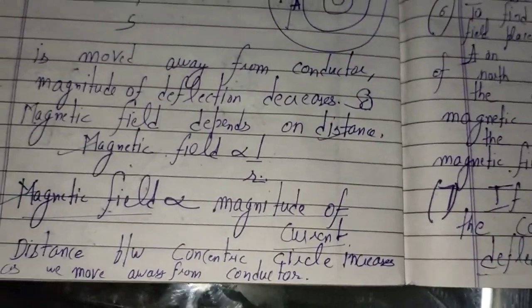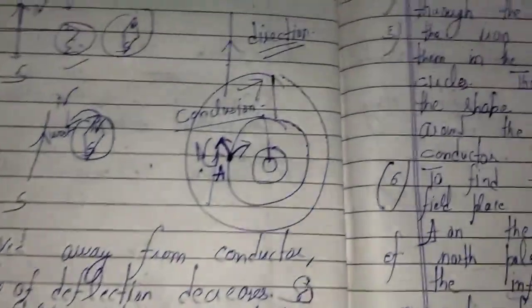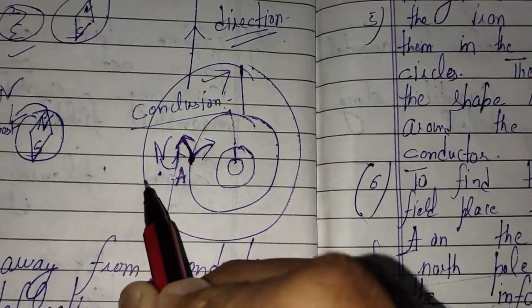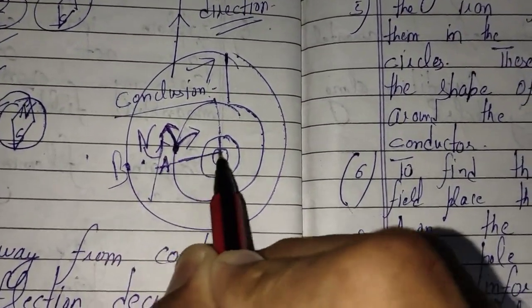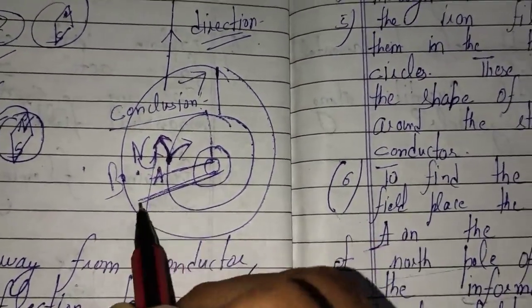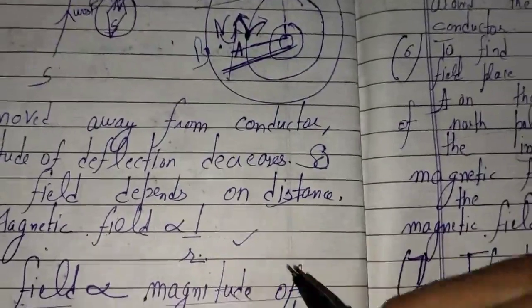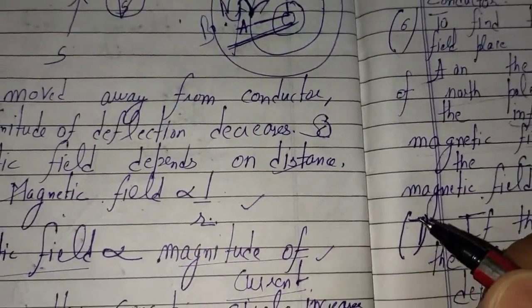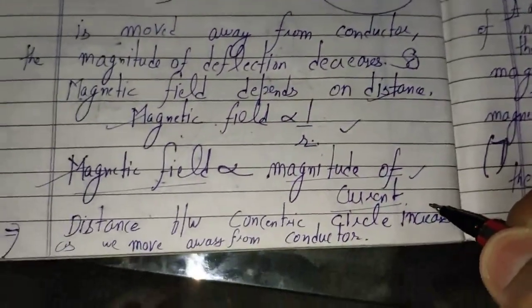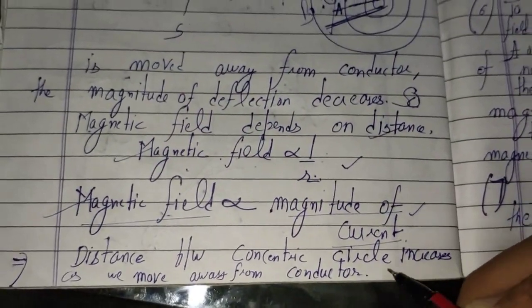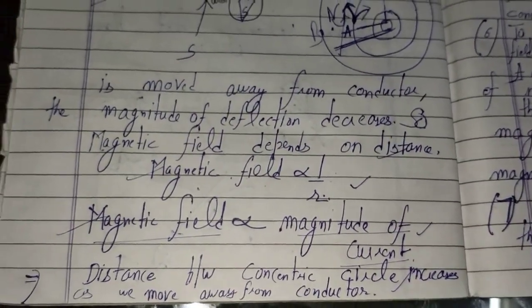So here magnetic field is more, here magnetic field is less. Distance is less here, and here distance is more. So it is inversely proportional to distance, and directly proportional to the magnitude of current. The distance between concentric circles increases as we move away from the conductor.